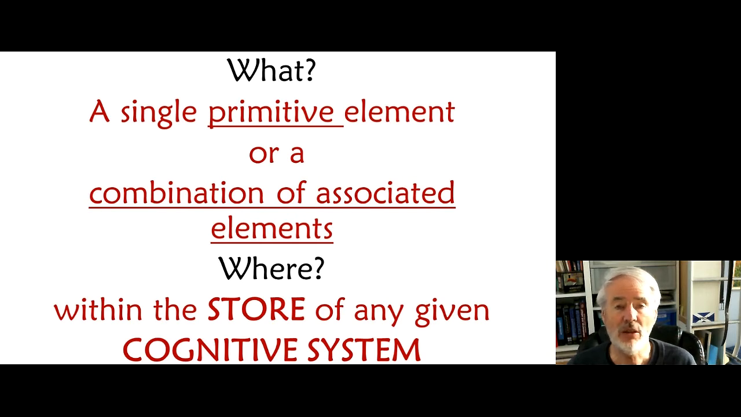Where are they? Well, we have a nice convenience in mind descriptions. We don't have to represent faithfully what representations might be in the brain over a large area. We can abstract away from that, and we can talk about a store. So these elements, whether they're a primitive element or a combination of associated elements, a complex representation as it were, they exist within a particular store in a given cognitive system.